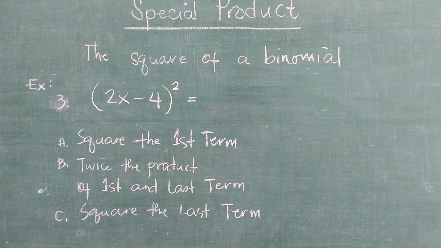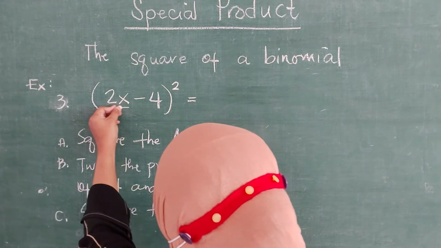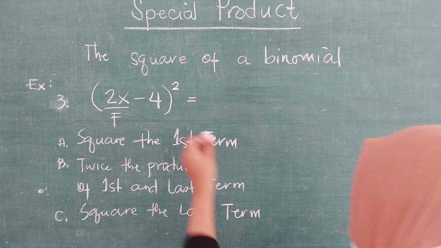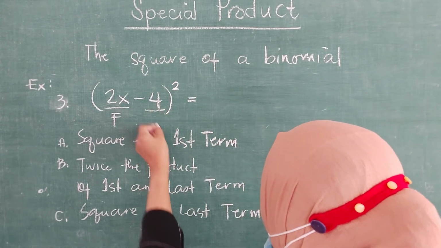Squared, 2x minus 4 quantity squared. Okay, to answer, first identify what is the first term and the last term. So, ang first term natin is 2x. This is our first term. And the last term is negative 4.